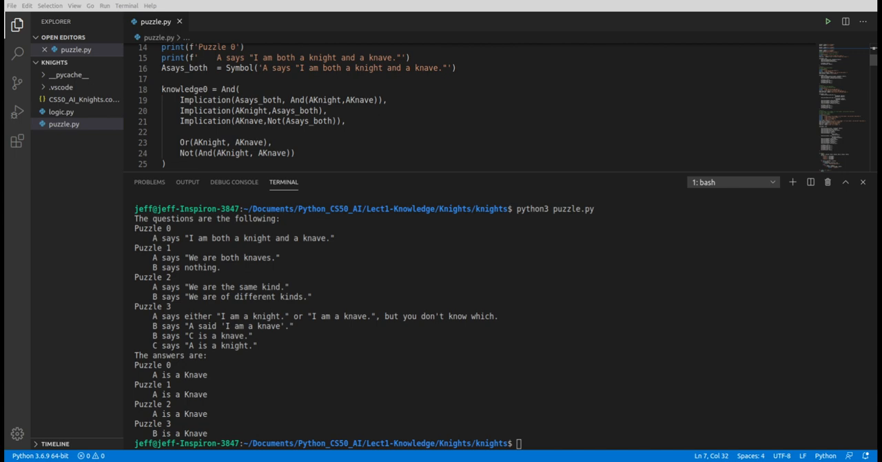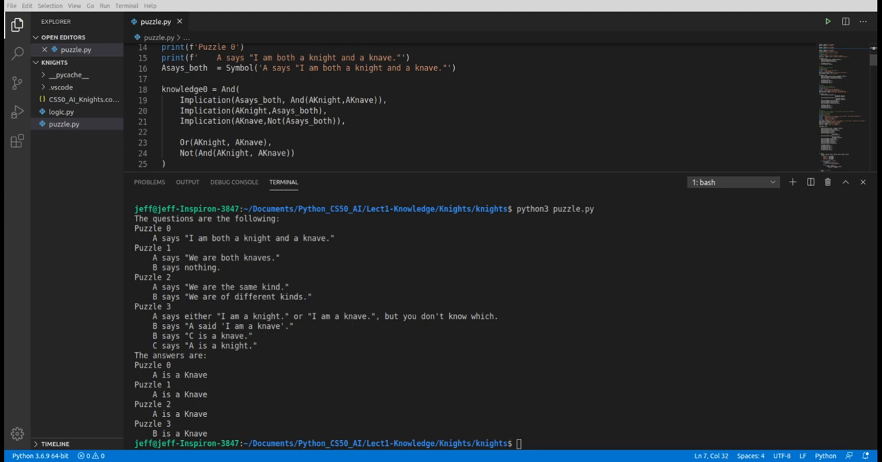And another implication is that if A is a knight, we know a priori that a knight always tells the truth. It implies that A says is true, or A says both is true. Likewise, the implication that if A is a knave, and a knave is someone who always lies, then that statement is going to be false. We also know that A can be only one of the two, a knight or a knave, and the statement not both is also part of the knowledge base.